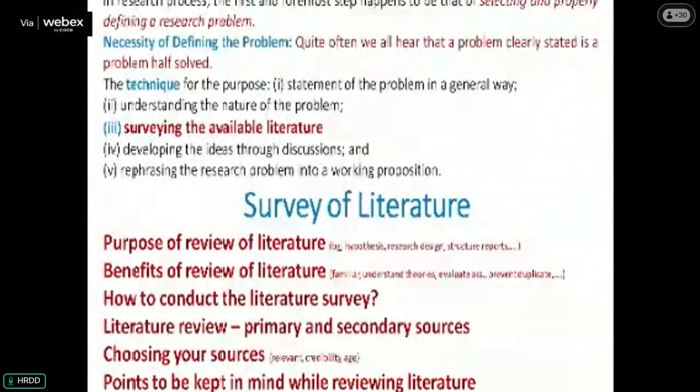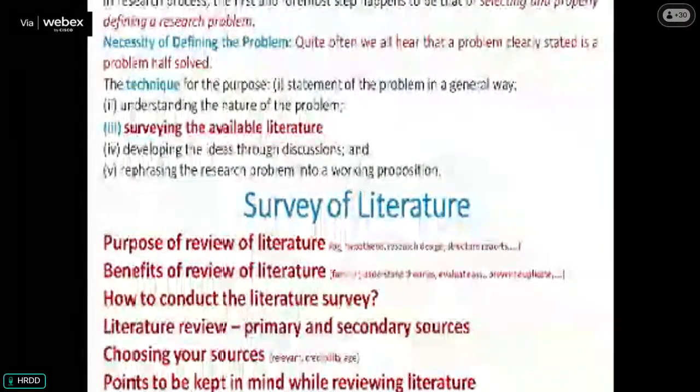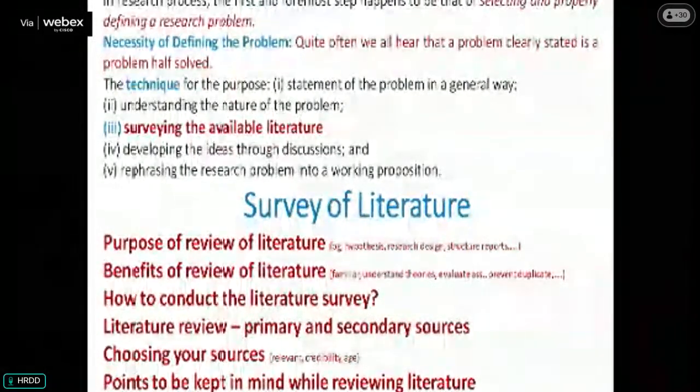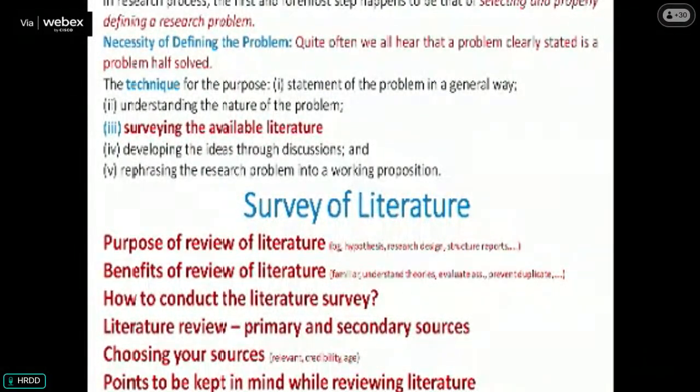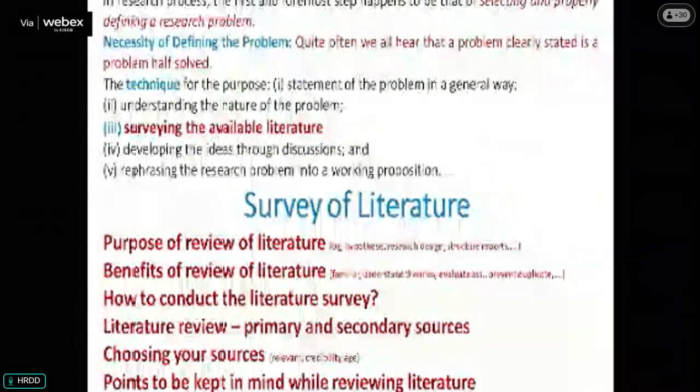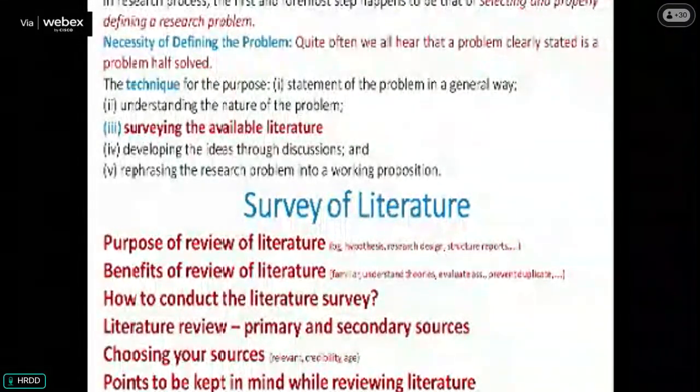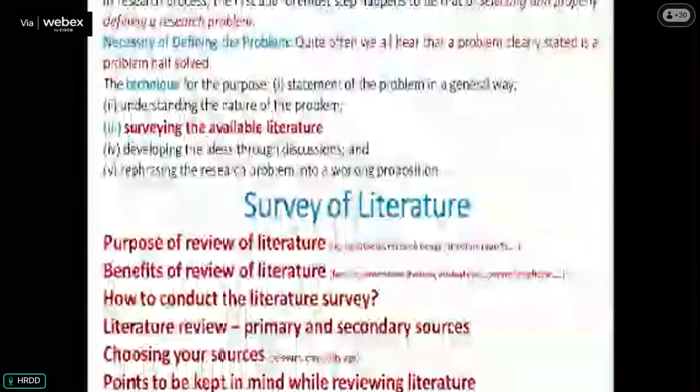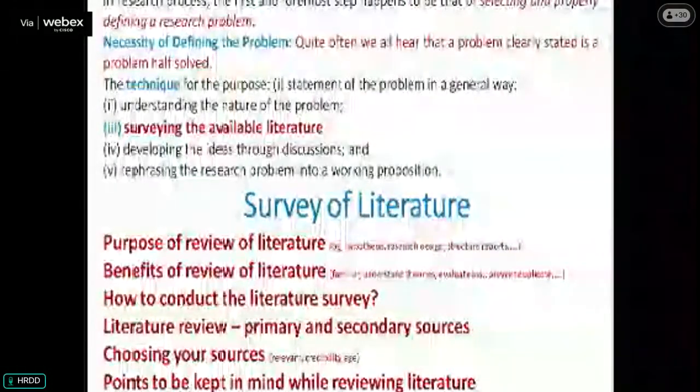If it is little or big, whatever it is. How to conduct a literature survey? You will go to primary and secondary sources, and how you will choose those, which are the sources you will go through, that is, which are relevant to a topic, meaning topically relevant, credible, and recent literature. And we also read what points are to be kept in mind.